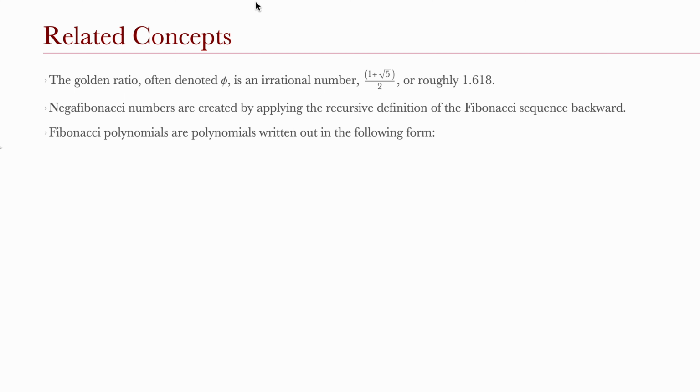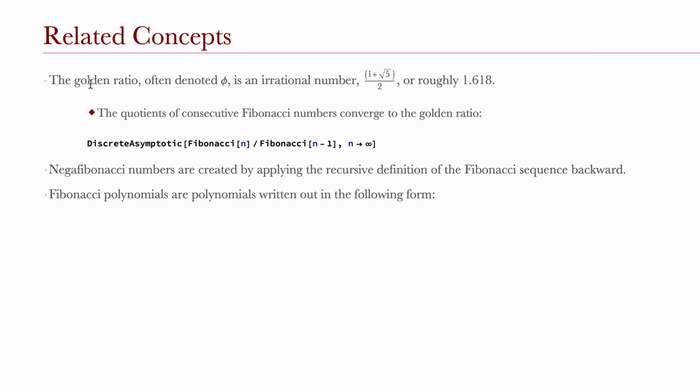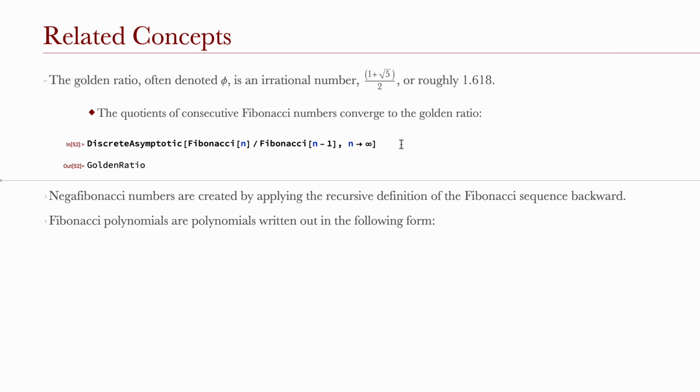The golden ratio, often denoted phi, is an irrational number, (1 plus the square root of 5) divided by 2, or roughly 1.618. Now this is related to the Fibonacci numbers because the quotients of consecutive Fibonacci numbers actually converge to the golden ratio. We can confirm this in the Wolfram language using the discrete asymptotic function. And we can see that Fibonacci of n divided by Fibonacci of n minus 1, as n grows without bounds, is equal to the golden ratio.